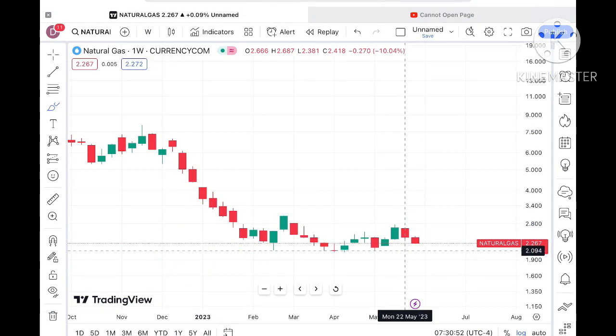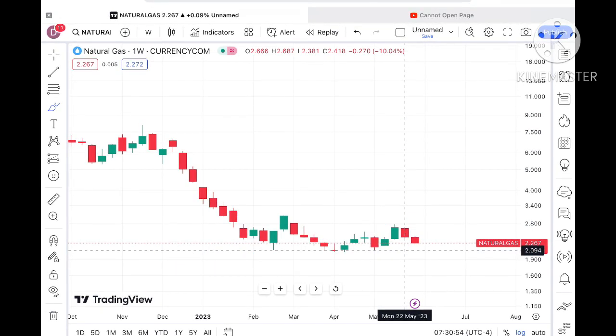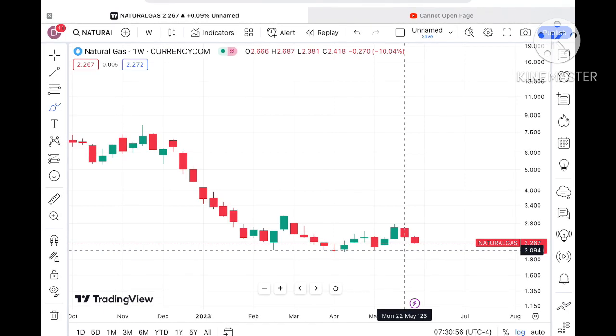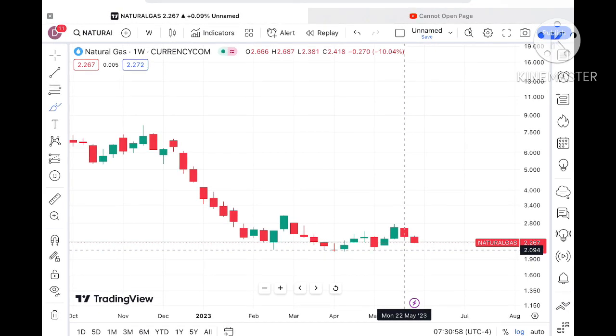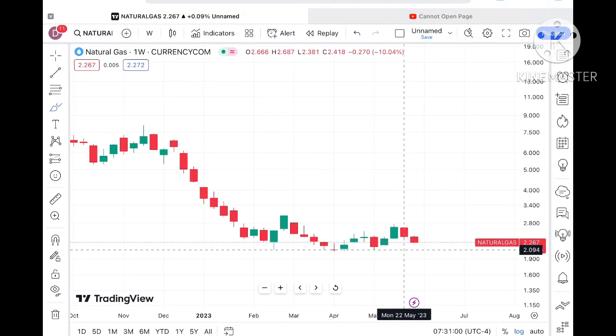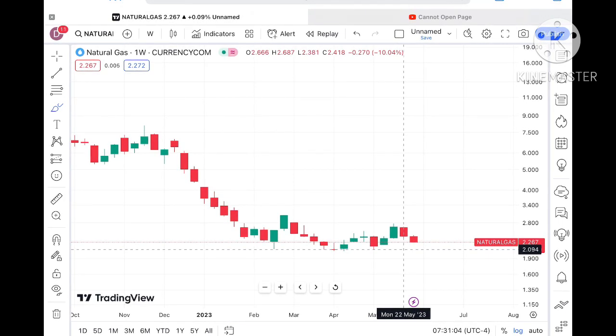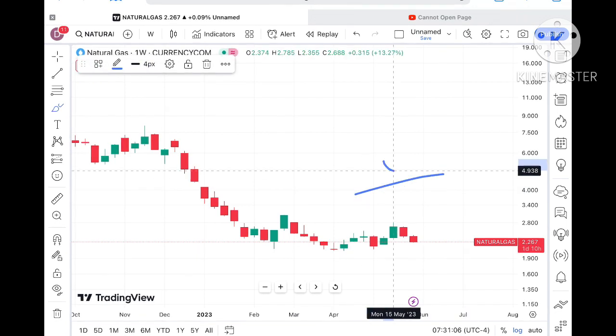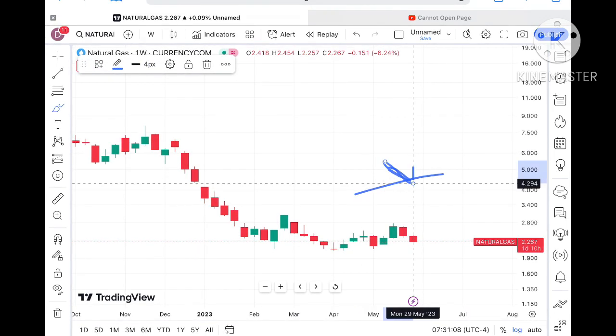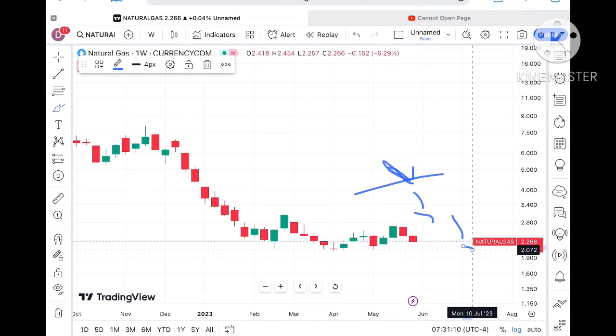If you look at this particular chart, if this level sustains, chances are very high it can go further upside. But we can see there has been a continuous downfall for 2 weeks, and a probability of going further down is there, because if this support doesn't sustain and it moves below this level, then it can go further down.